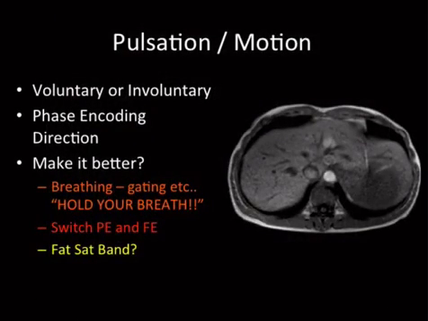So, pulsation or motion can be voluntary or involuntary. Voluntary would be like breathing or moving, skeletal muscle moving. Involuntary is stuff like your aorta pulsating, your heart beating. It occurs in a phase encoding direction. Things you can do to make it better: you can yell at the patient to stop breathing. Let's say that there's a lesion in the liver and this thing is projecting right over top of it, you can switch the phase encoding and frequency encoding directions to get that thing off the liver. Some people tell you can apply a fat sat band like here, if that's moving up and down and causing a problem also.